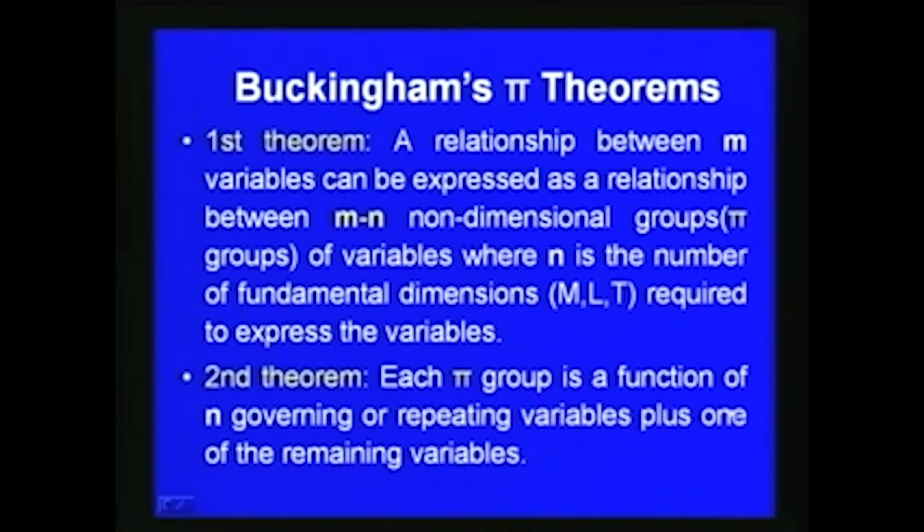So, the second theorem by Buckingham is that each pi group is a function of the n governing or repeating variables plus one of the remaining variables. The Buckingham pi method of dimensional analysis is based upon these two theorems. We have to identify the m variables and the n fundamental dimensions, then represent this with m minus n non-dimensional groups or pi groups, and each pi group has to be formed as a function of the governing or repeating variables plus one remaining variable. So, this method is based upon these two fundamental theorems.